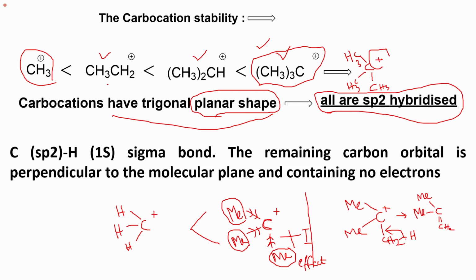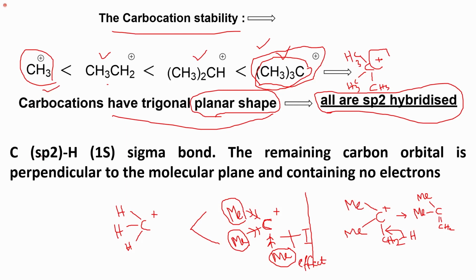In this way, this is called hyperconjugation. If we discuss all these things here, it will be much more complicated, so it's better we go step by step. So far we have discussed carbocation stability. Who has the more carbocation stability? This is the tertiary butyl cation. It has the most carbocation stability, and this is the least stable.